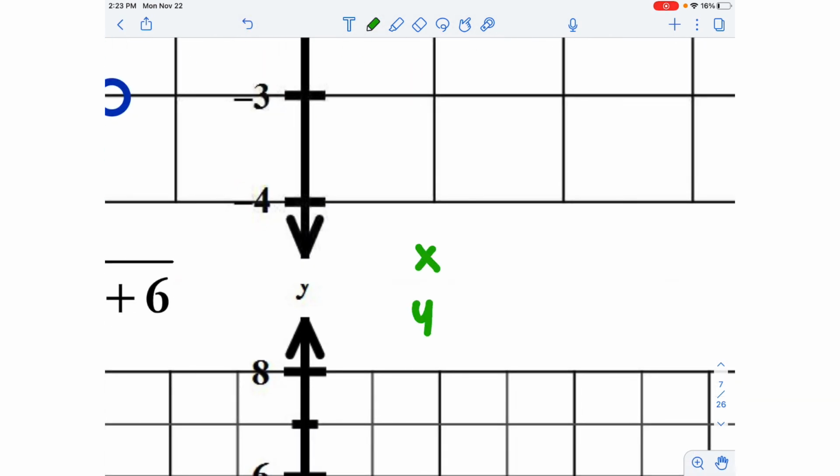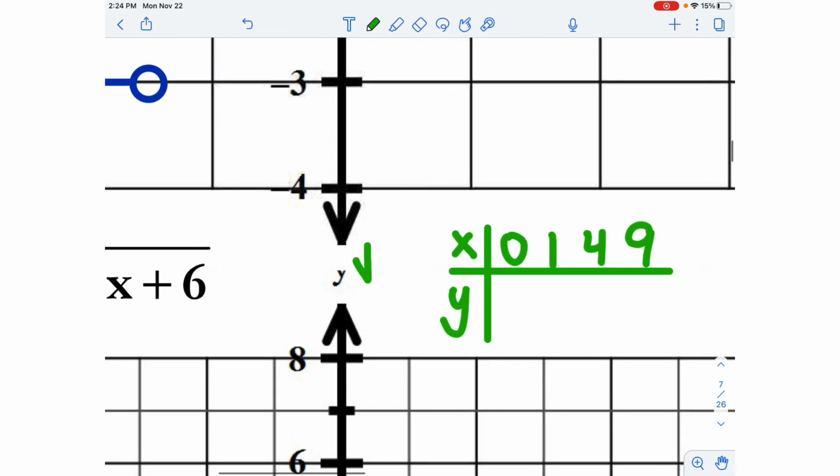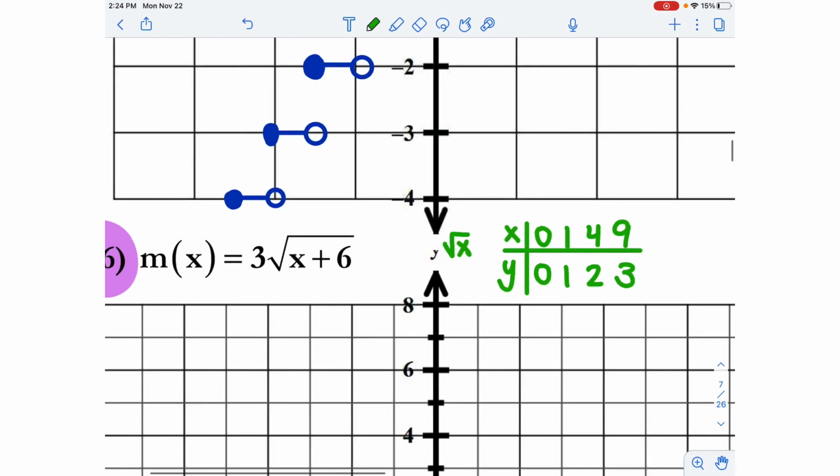So for a square root, the parent function points, let's see, I can't have any negative x values because you can't square root a negative. So it's 0, the square root of 1 works, the square root of 4 works, and the square root of 9 works. Those are my x values. And the parent function is just square root of x. So the square root of 0 is 0. These are my y values. The square root of 1 is 1, the square root of 4 is 2, and the square root of 9 is 3. These are the parent function points.